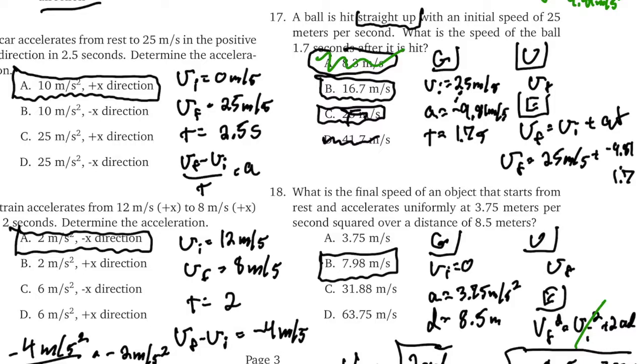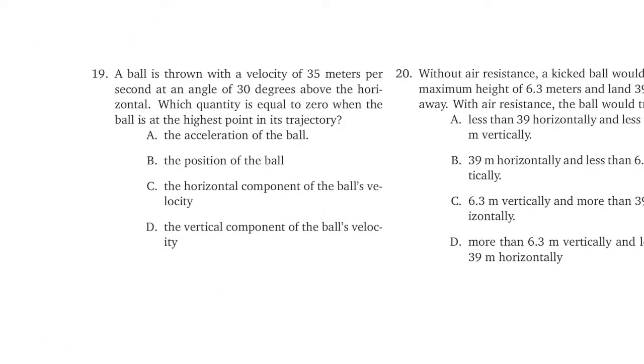Same thing, let's see, C is what you would get if you just multiplied A and D. D is what you get when you include the 2. All right. And number 19, a ball is thrown with the velocity of 35 meters per second at an angle of 30 degrees above the horizontal. Which quantity is equal to 0 when the ball is at its highest point in its trajectory?